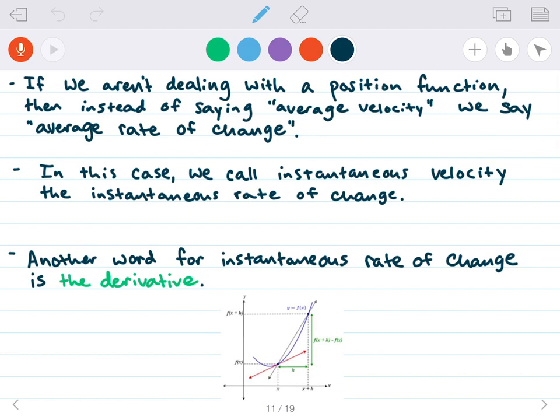Okay, so here's some notes. Now I've been talking about position versus time function and average velocity and instantaneous velocity in terms of slope. But we don't have to always talk about position versus time functions. We can just talk about general functions. And instead of saying average velocity, we just say average rate of change or average slope. Either one will work. And instead of saying instantaneous velocity, we just say instantaneous rate of change. And now here is the new word. Another word for instantaneous rate of change is the derivative.